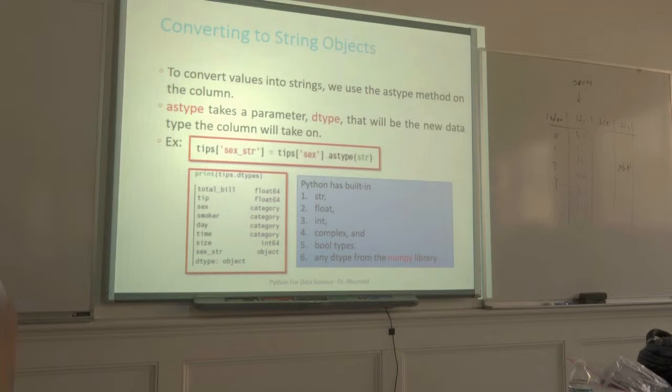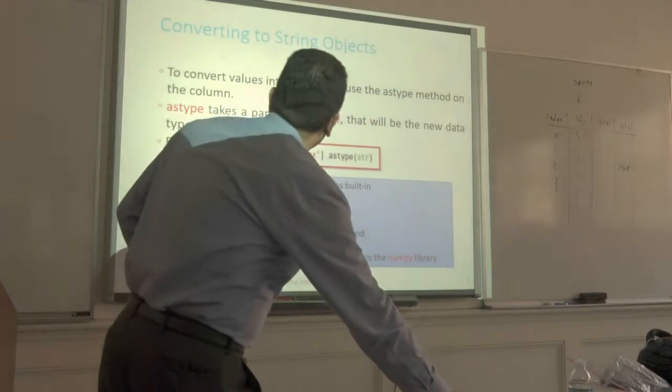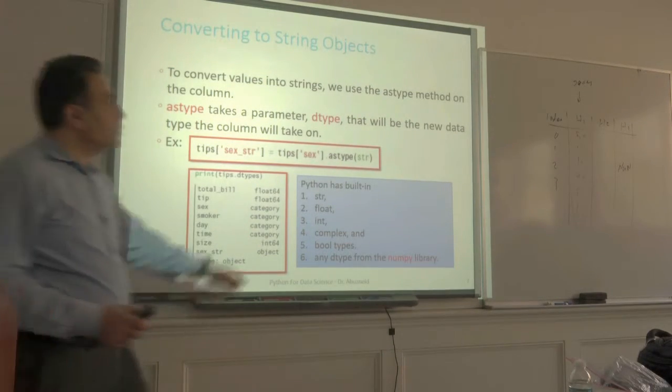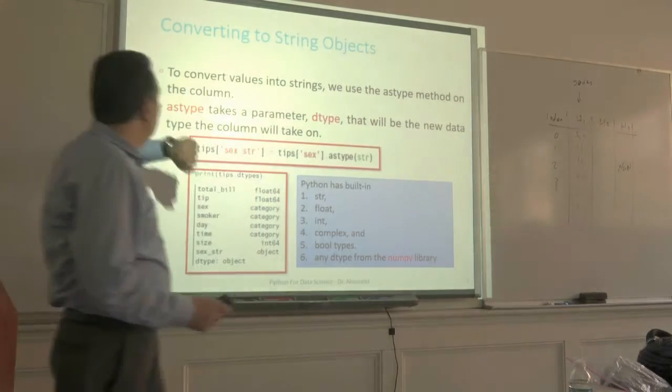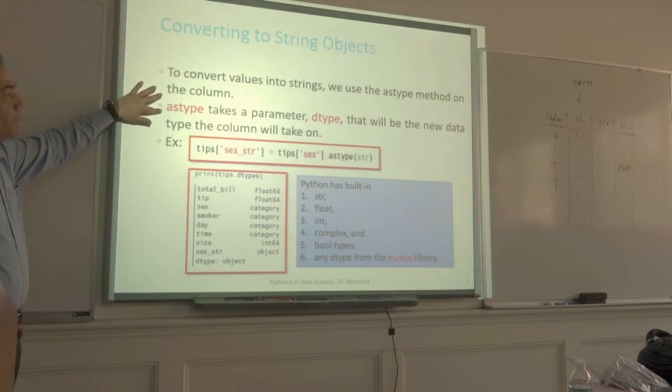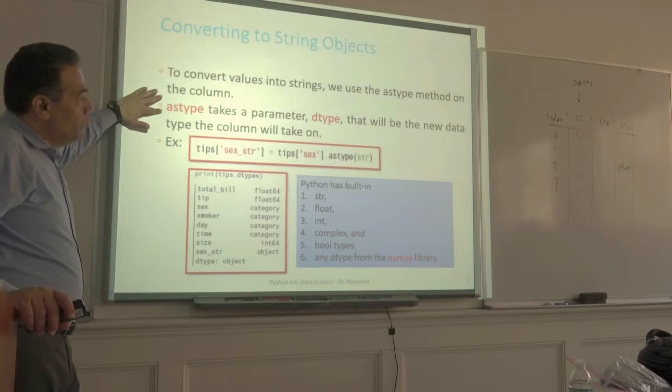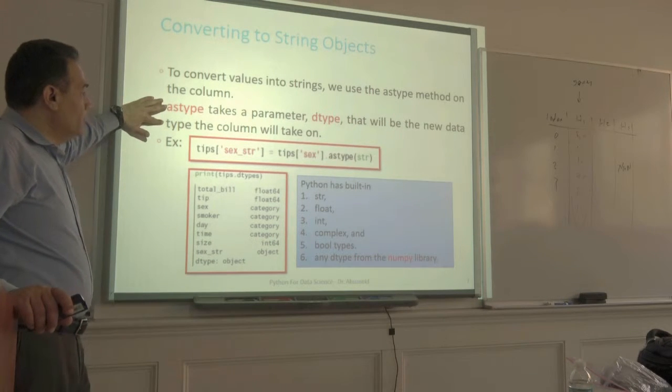Convert it to string objects. To convert values into strings, we use the astype method. There's a method called astype on the column. astype takes a parameter, which is the data type that will be the new data type of the column. So look in here.